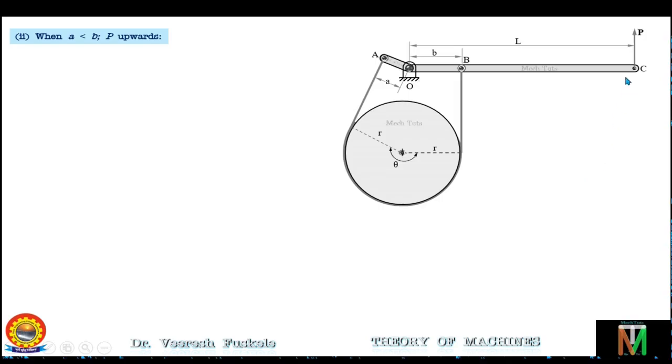If force P is applied in the upward direction, then this portion of the band will be lifted upwards, the band will be tightened, and the brake will be applied. If the force is applied in the downward direction in this configuration, then the band will be loosened and the brake will not be applied. So let us first see the counterclockwise rotation of the drum. When the drum is rotating in the counterclockwise direction, this side of the belt will be the tight side having tension T1 and this side will become the slack side having tension T2.